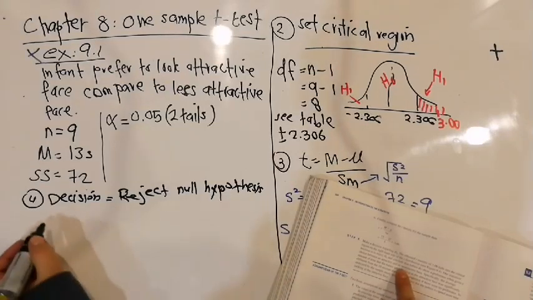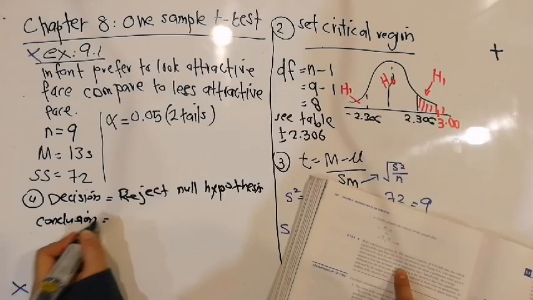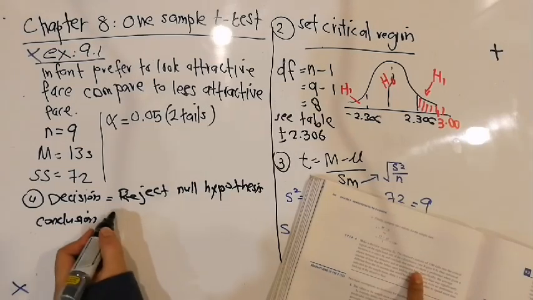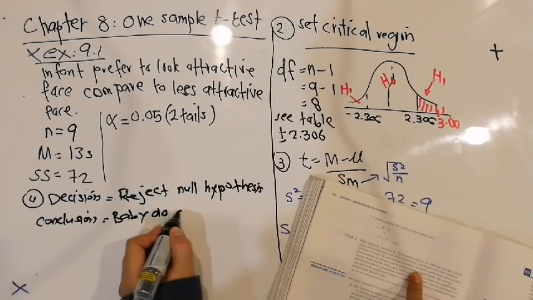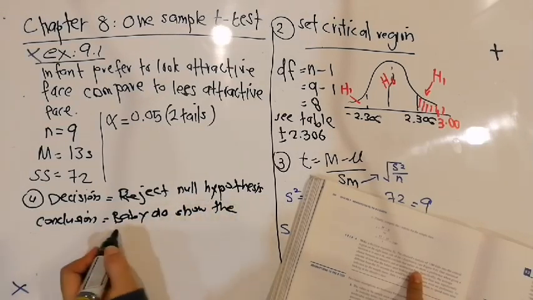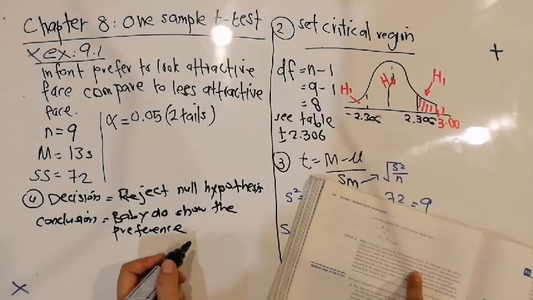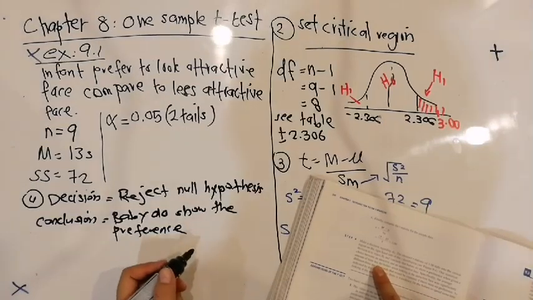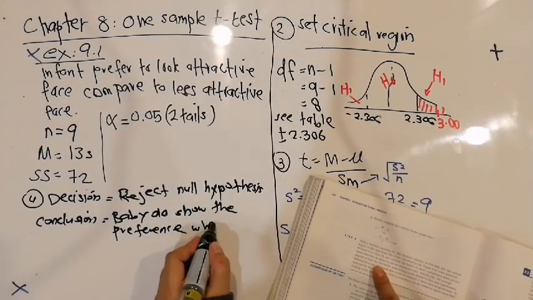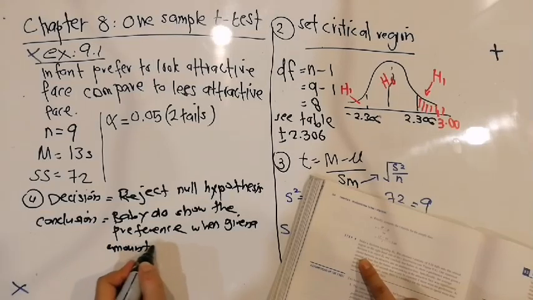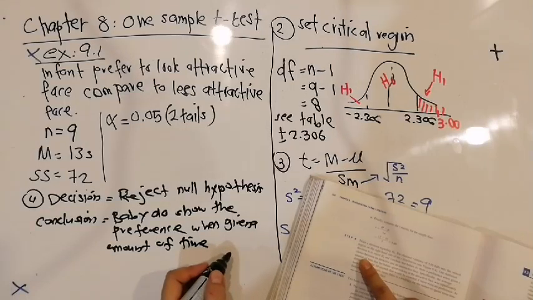Okay, and we can conclude that. For the conclusion, you have to write your own sentence. You can conclude however you like. According to the book, conclude that babies do show a preference when given an amount of time to choose between attractive and unattractive faces.